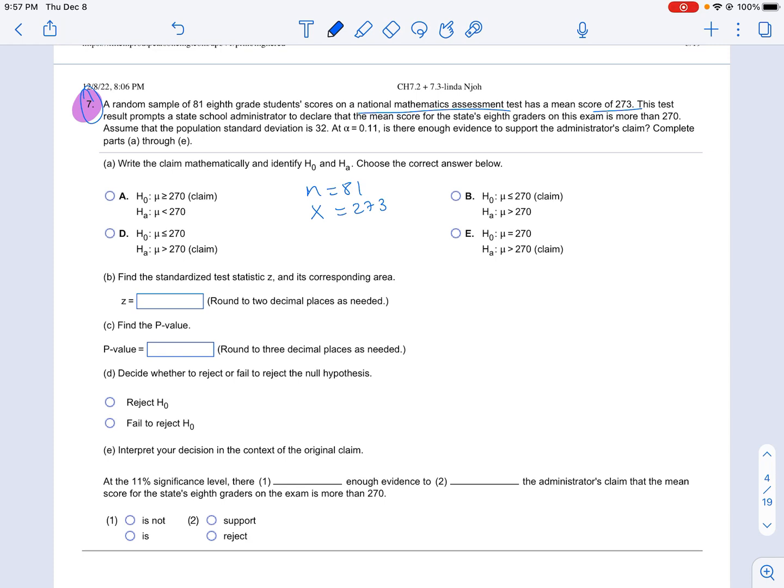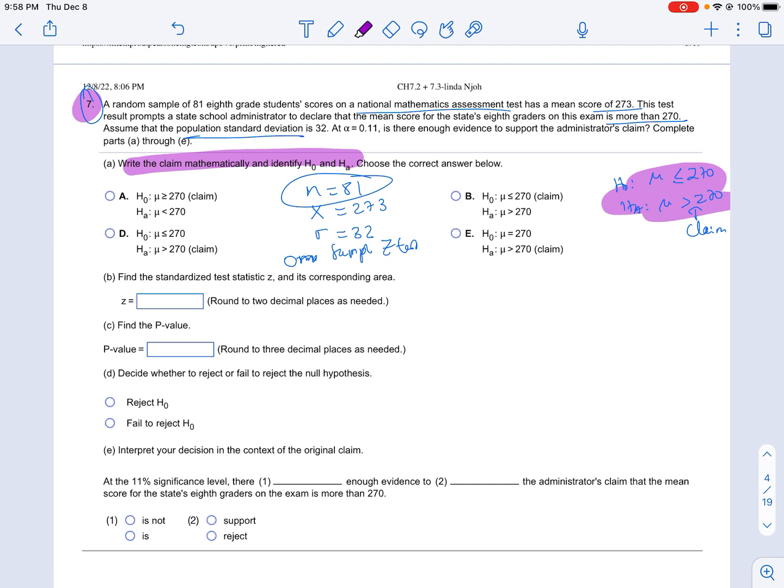273. They claim that it is more than, so the alternative hypothesis is the mean is more than 270. So this guy is going to be the inverse. There is your claim. Population standard deviation, they give you sigma at 32. Your n is at least 30. So this is a one sample z-test. It says write the claim mathematically. All right, so it's more than. There goes the claim. So your choice should be D.